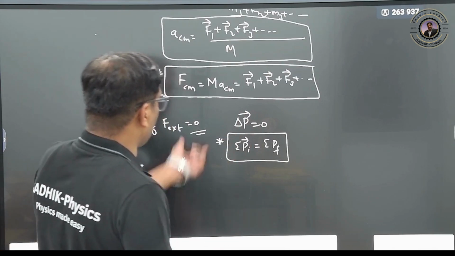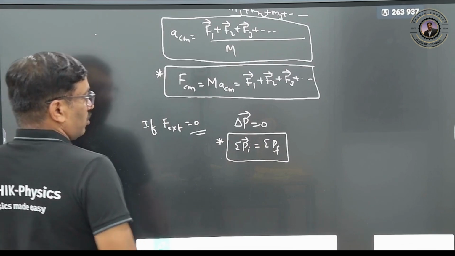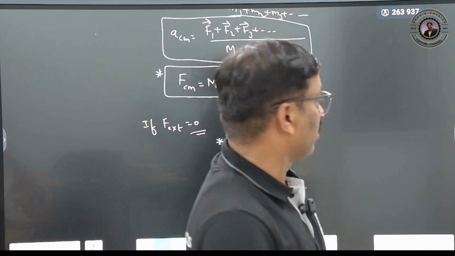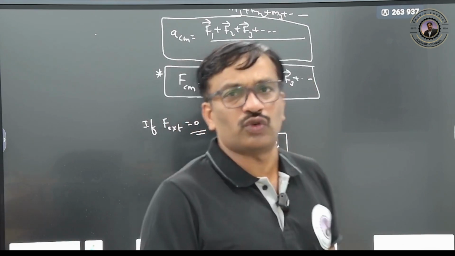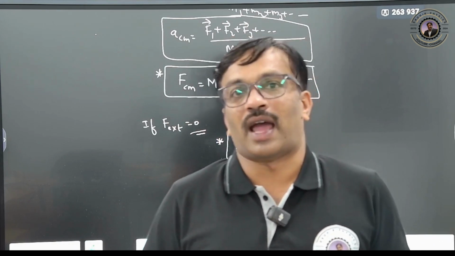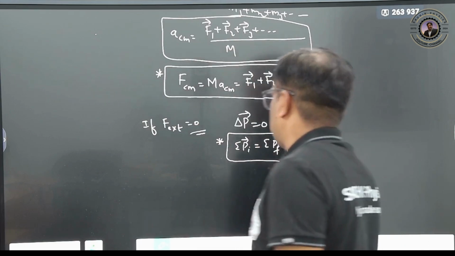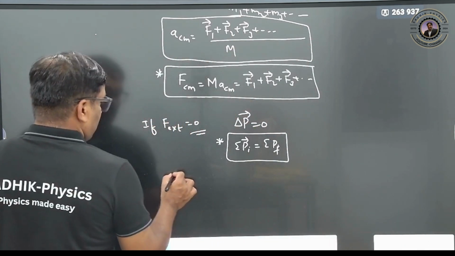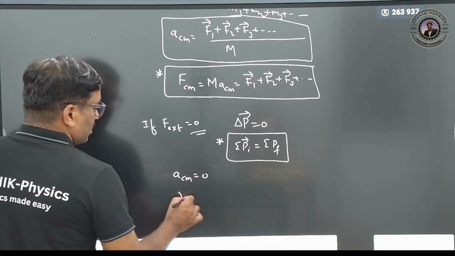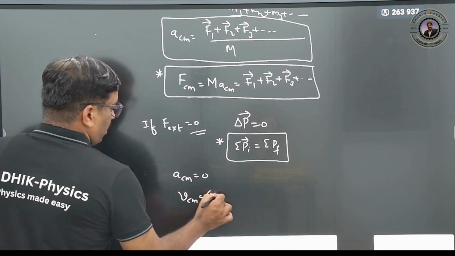Now, the total force acting here: total initial momentum and total final momentum will be equal. If there is no external force acting on the system, there is no acceleration of the center of mass. So the acceleration of the center of mass is equal to 0. That means the velocity of the center of mass will be constant.